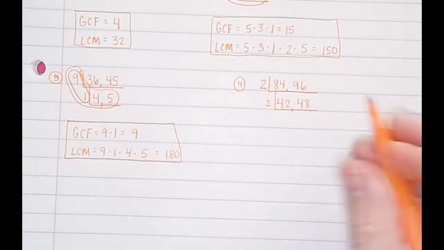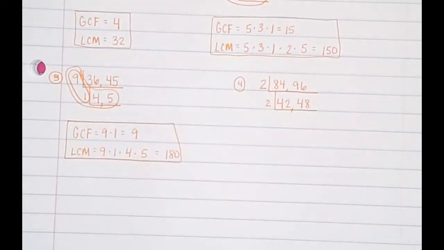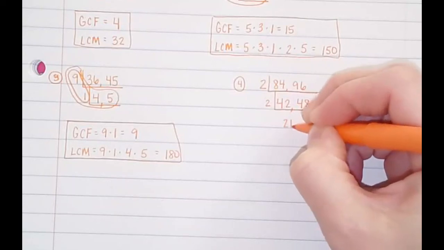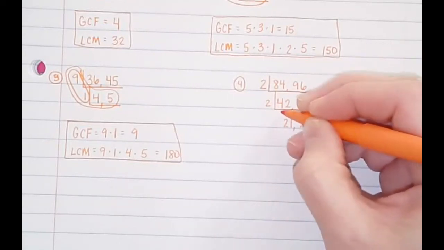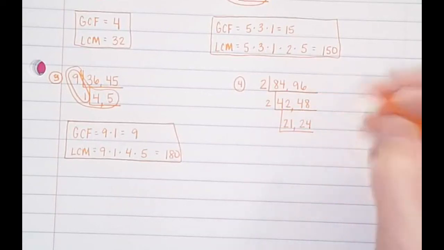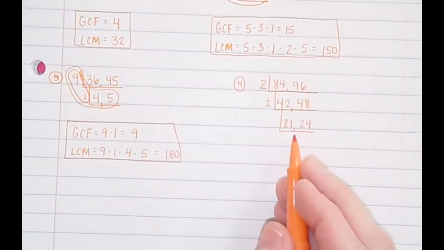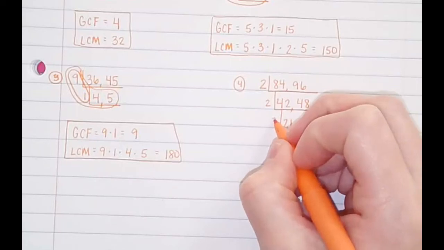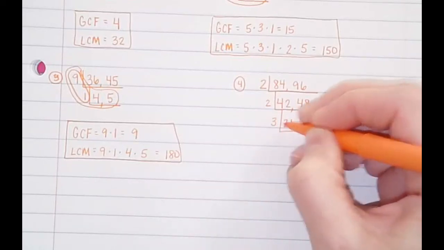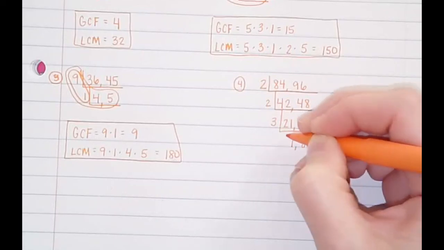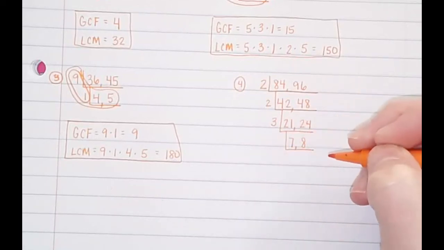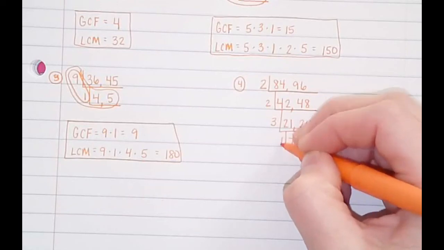What goes into 21 and also goes into 24? That would be 3. 21 divided by 3 is 7. 24 divided by 3 is 8. The only thing that's going to go into 7 and 8 is 1. So I know I'm going to get that 1 on the outside. So my GCF is right here. 2 times 2 is 4. 4 times 3 is 12.